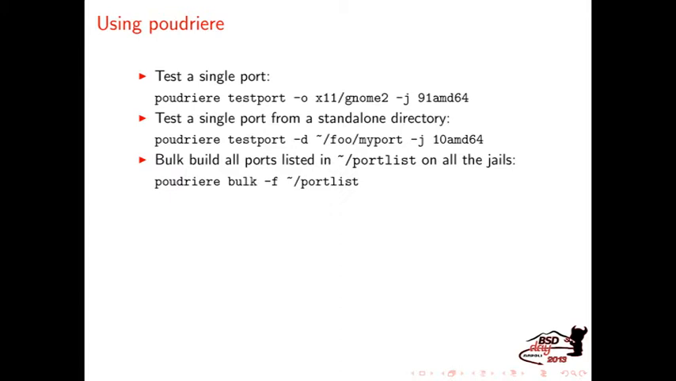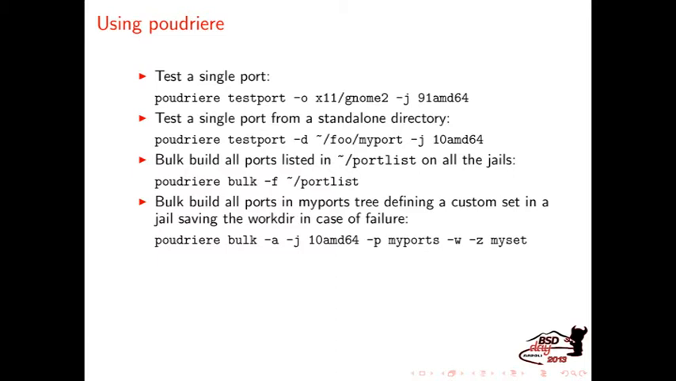Instead, if you want to build a port list, you can list ports, one origin per line, in a port list file. In this example, I just tell it to build all the ports listed in the port list, from the defined jails, using the default ports tree. In the latest development snapshot, I noticed it also requires a jail name, so it does not automatically build on all the jails. So in this case, for the latest development snapshot, you also need the -j option.